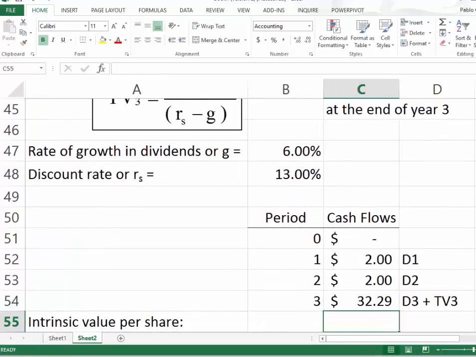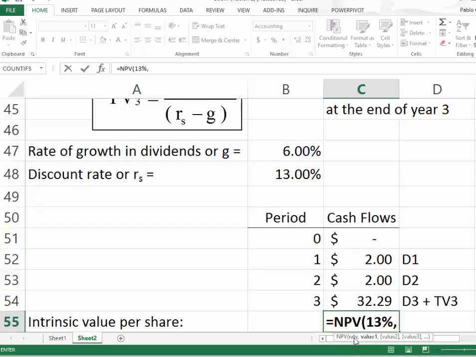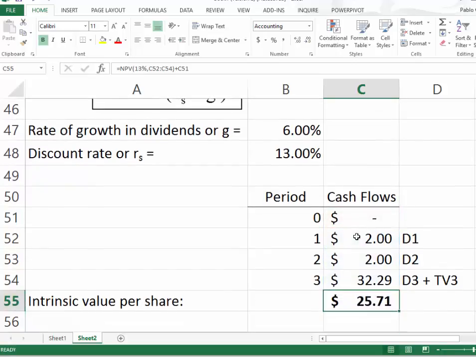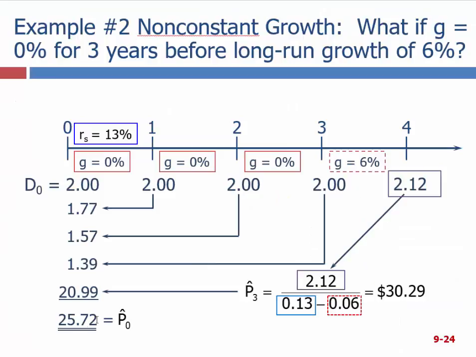And to this we need to find the present value. In order to find the present value of an uneven set of cash flows, we use the discount rate of 13%, and then we use the starting cash flow 1, find the net present value, and we find that this is the intrinsic value per share based on our model. If you see, the one here is due to rounding differences, but it's the same for the non-constant growth.